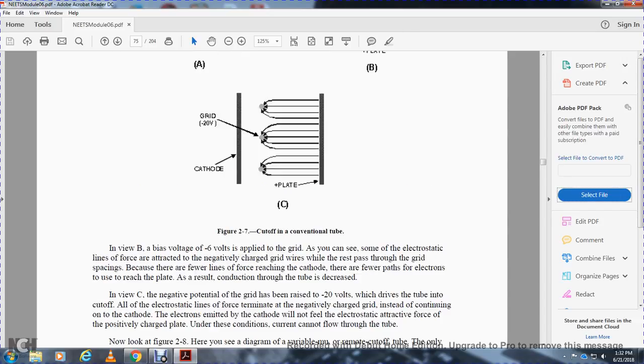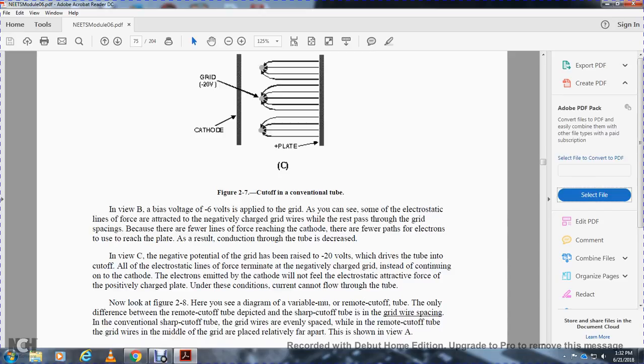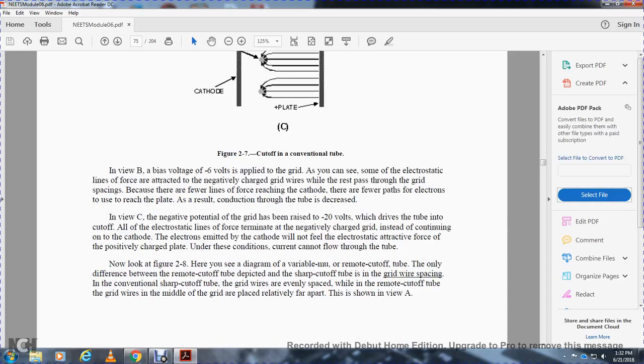In view C, the negative potential on the grid has been raised to -20 volts, which drives the tube into cutoff. The electrostatic lines of force all terminate on the negatively charged grid. Instead of continuing to the cathode, the electrons emitted by the cathode no longer feel the attractive force of the positively charged plate. Under these conditions, current cannot flow through the tube.